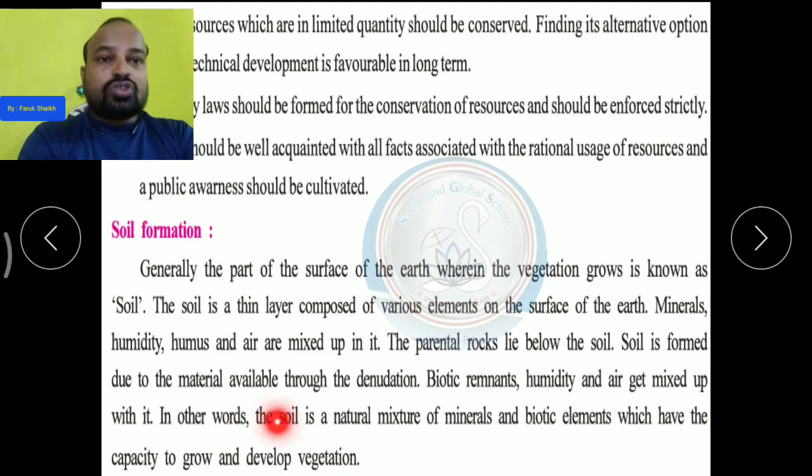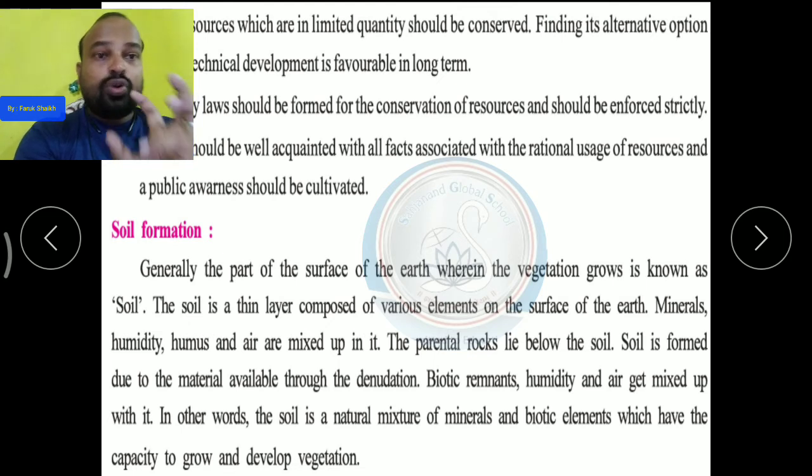In other words, the soil is a natural mixture of minerals and biotic matter which has the capacity to grow and develop vegetation. Which elements are mixed in the soil matters: the mixture of minerals and biotic matter is most important. Without this the soil cannot grow anything. That is why we say fertile soil and non-fertile soil. Fertile soil means more minerals are available in the soil.